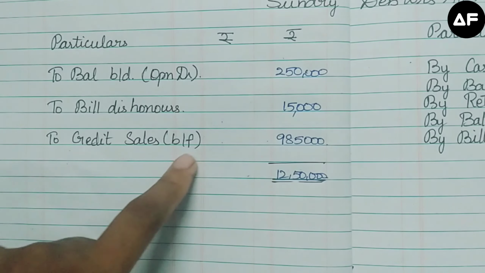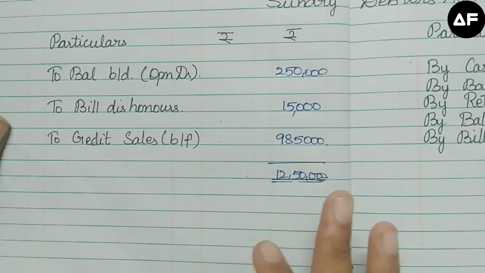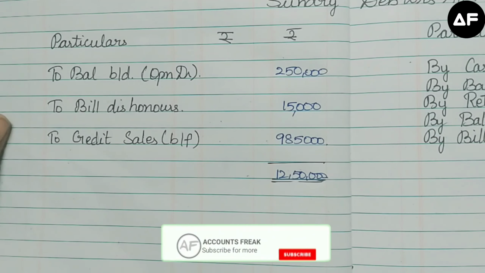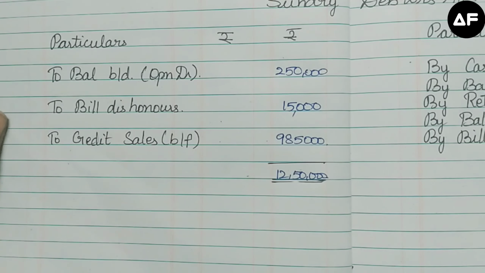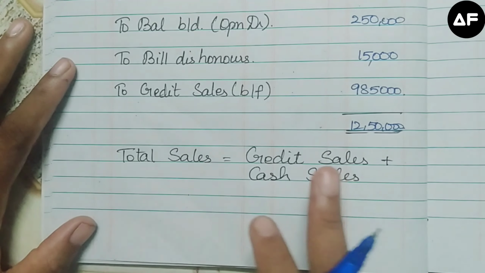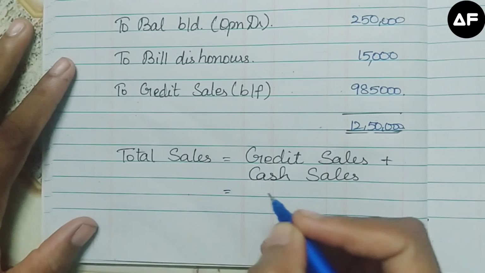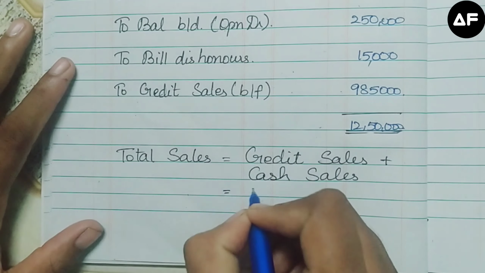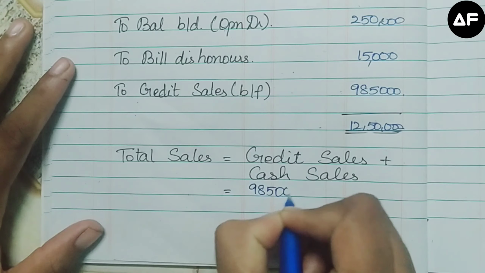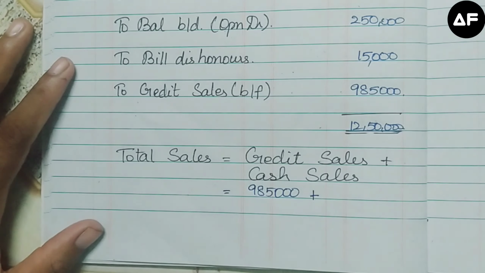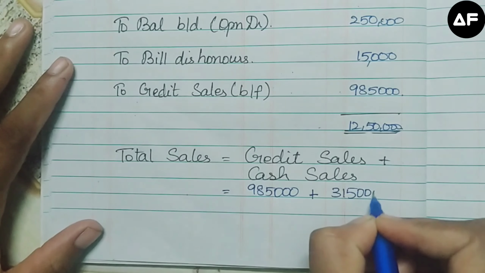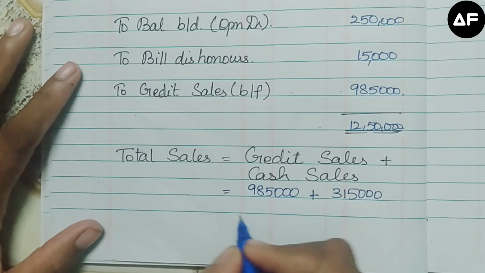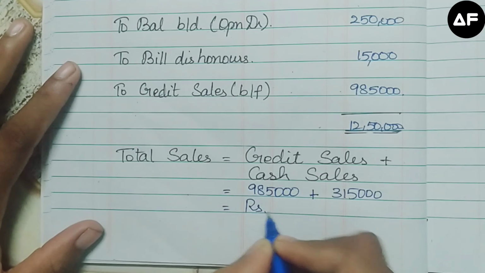After this, the sum is not yet over. We have to find the total sales for the sum. Total sales is a very easy formula, that is credit sales plus cash sales. So let's find out what the total sales is. The formula for total sales is credit sales plus cash sales. My credit sales, what I found out, was 9,85,000. And my cash sales is the last item in the sum, that is 3,15,000. So if I add up 9,85,000 and 3,15,000, I get a total of rupees 13 lakhs as my total sales.